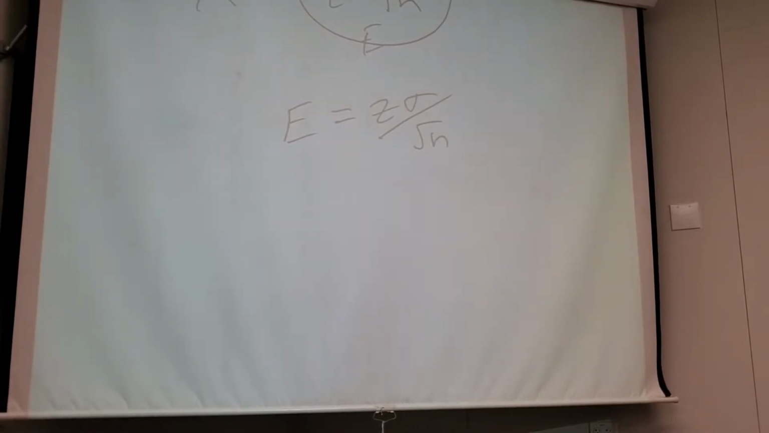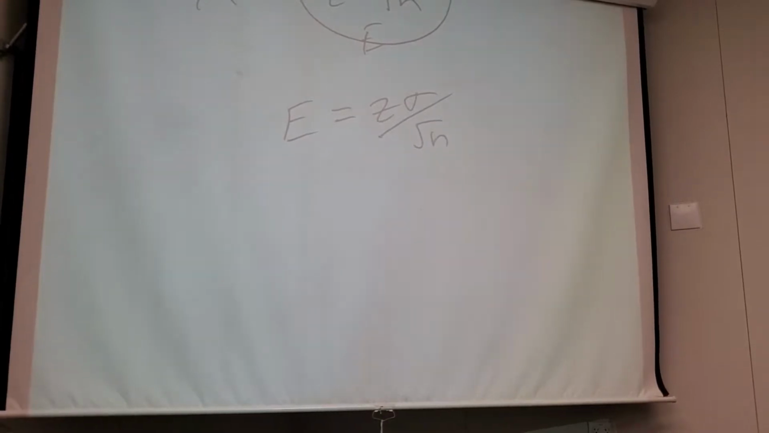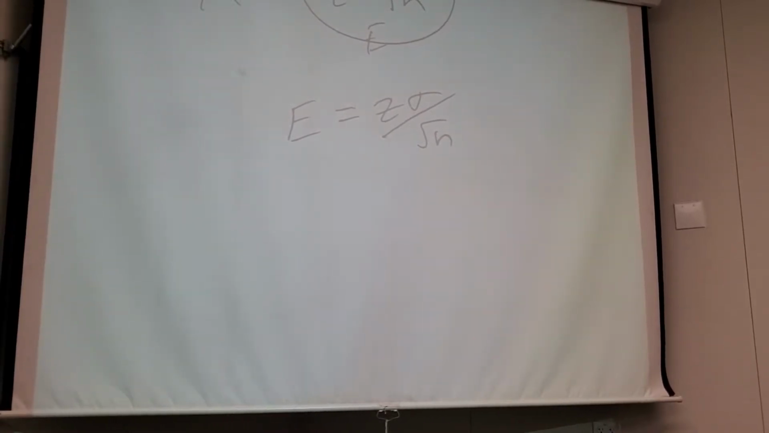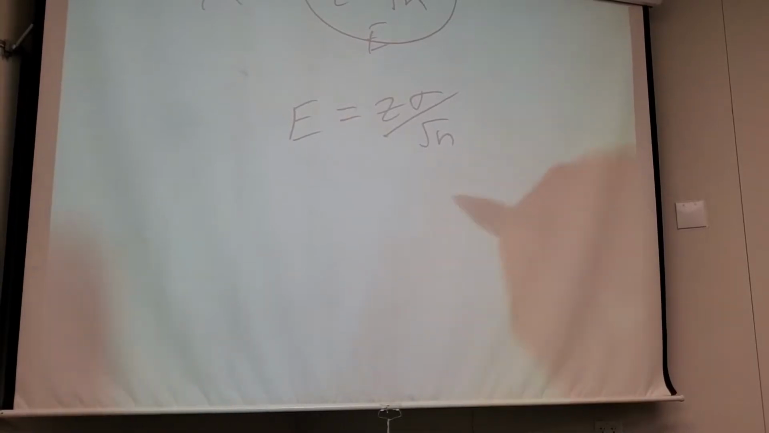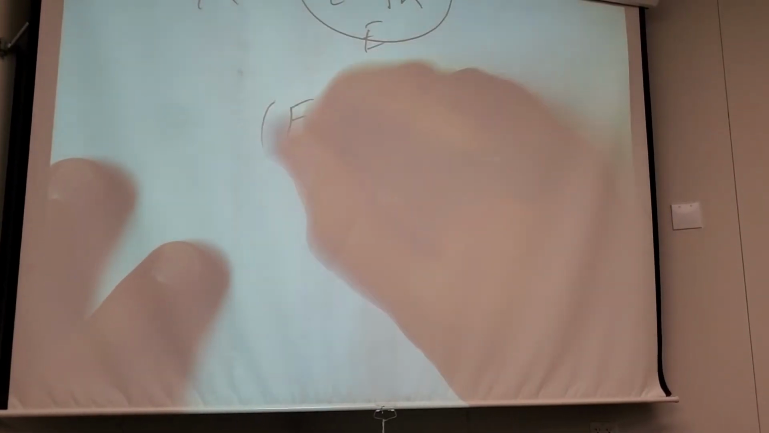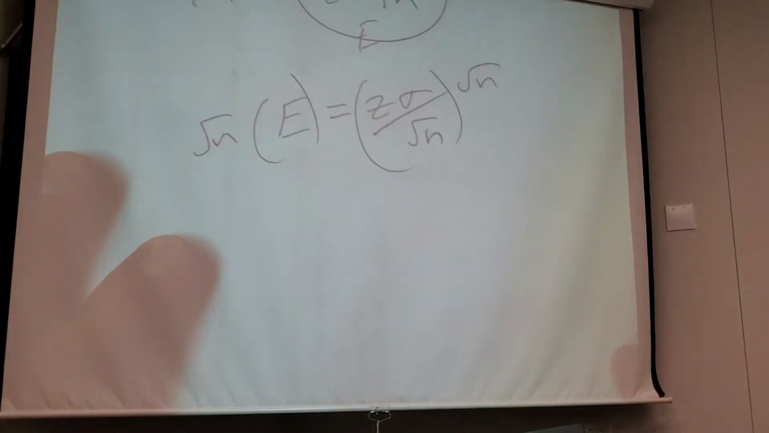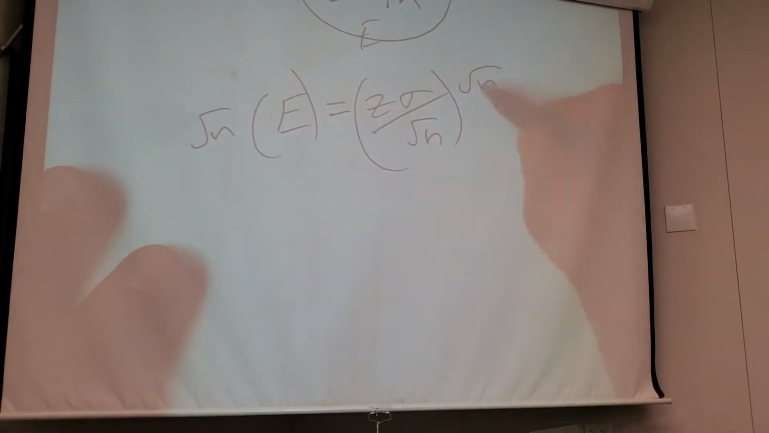What sucks about n in this equation? Two things. Where is it? It's on the bottom, and it's inside of a square root. So how do I get it out of the bottom? Multiply both sides by root n. Because then what happens here?